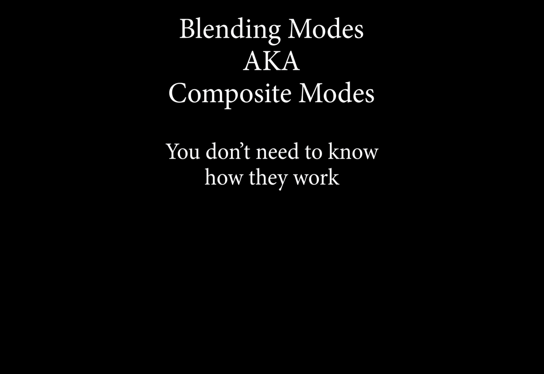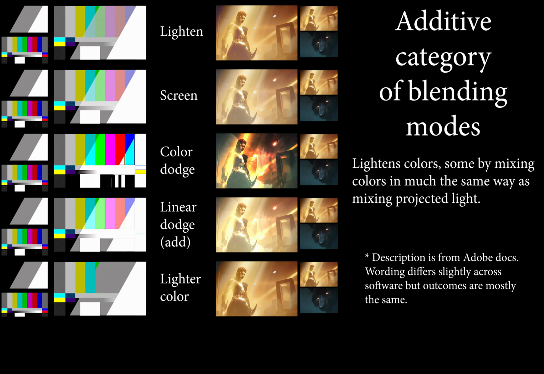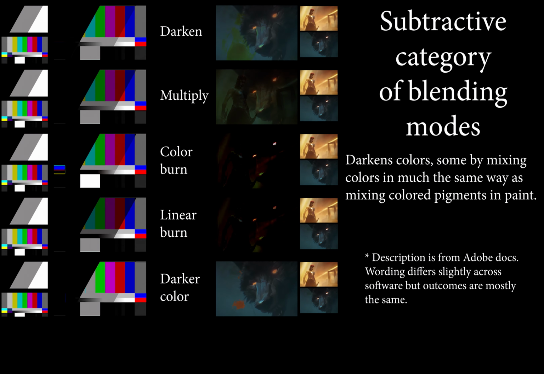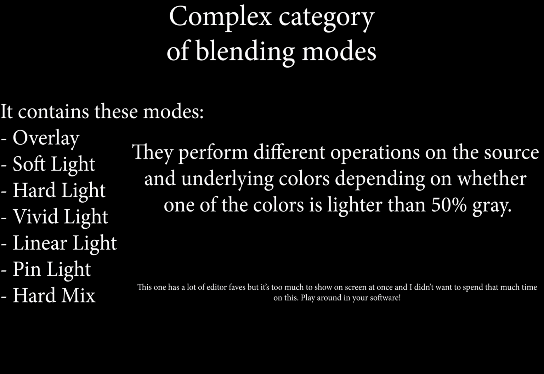The second is blending modes, also known as composite modes in some software. Knowing how they work is not essential, but I've provided links to read more if you're interested. Here's the crash course. The lighten or additive category shows everything that's lighter than the scenes below it and hides the darker stuff. The darken or subtractive category does the opposite, hiding the lighter stuff. The complex category does a lot of math related to the presence of neutral gray.